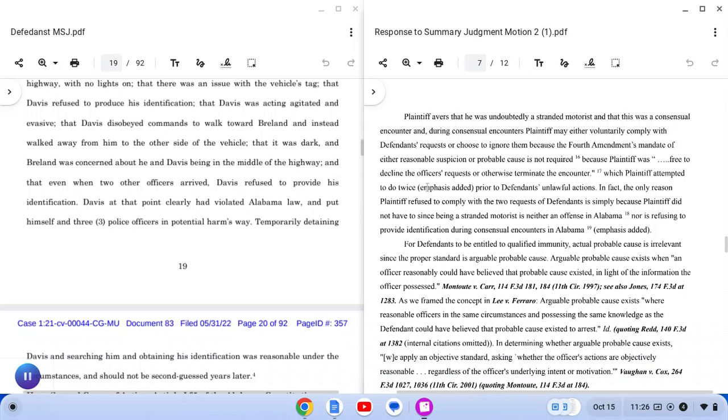Which plaintiff attempted to do twice, emphasis added, prior to defendant's unlawful actions. In fact, the only reason plaintiff refused to comply with the two requests of defendants is simply because plaintiff did not have to, since being a stranded motorist is neither an offense in Alabama nor is refusing to provide identification during consensual encounters in Alabama.